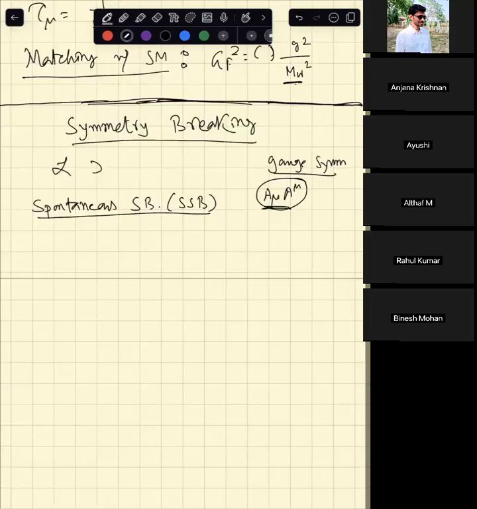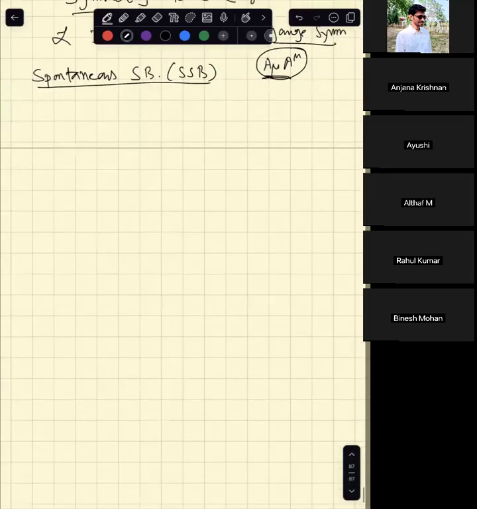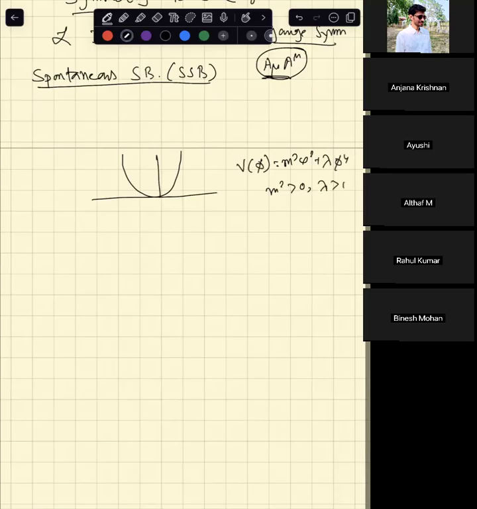Okay. So now, why is this spontaneous? Let me give an example, then you'll understand. Let's say there's a potential of this particular form. What kind of potential is this? You can write it in the scalar field, let's say V(phi) = m^2 phi^2 + lambda phi^4, where m^2 greater than 0, lambda greater than 0. If it is so, then we can see that at phi equal to 0 there's a minimum, and if the particle is here, it will be there forever, right?